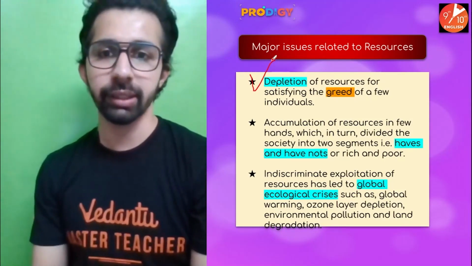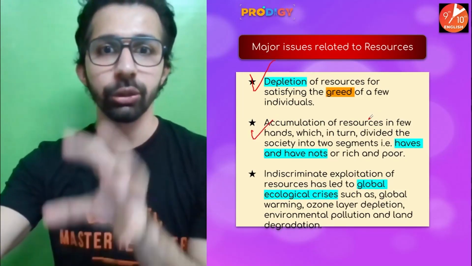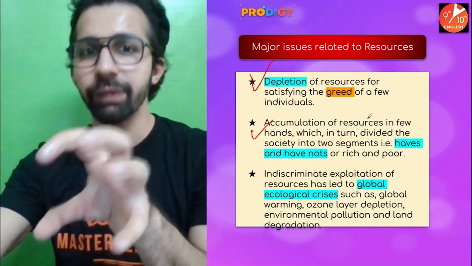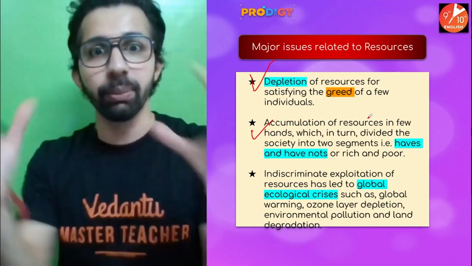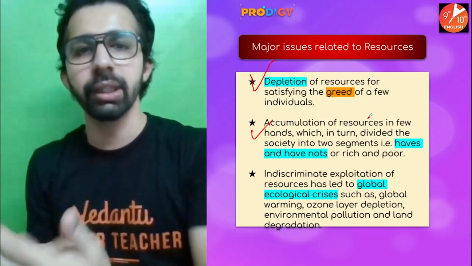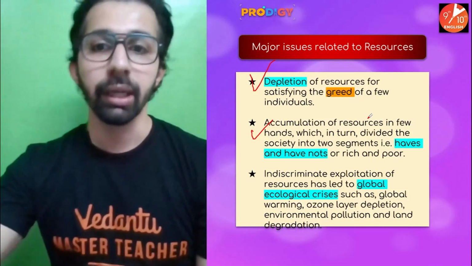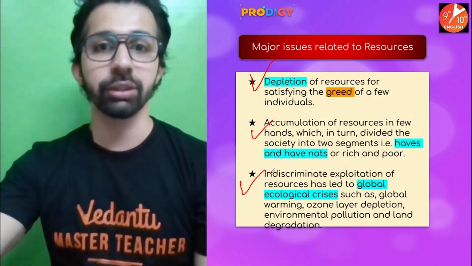How is the quantity reducing? It can be due to accumulation of resources in few hands. There are few people, few countries, few organizations which have got the accumulation of the majority of the resources. So what will they do? They will exploit the other people. They will exploit the other countries.